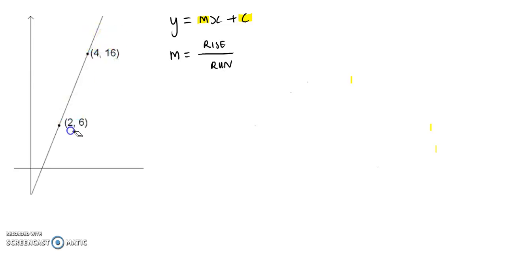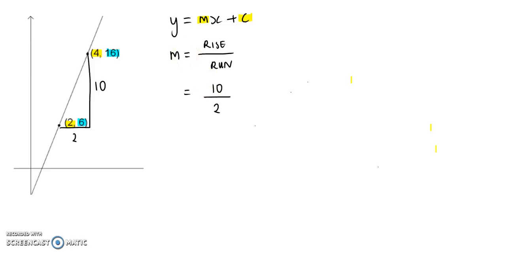Look at the 2 and look at the 4. How far across have I gone? The difference is 2, so I've gone across 2 steps. Look at the 6 and look at the 16. The difference is 10. That's how far up I've gone. So in my equation, I always put how far across on the bottom, how far up on the top.